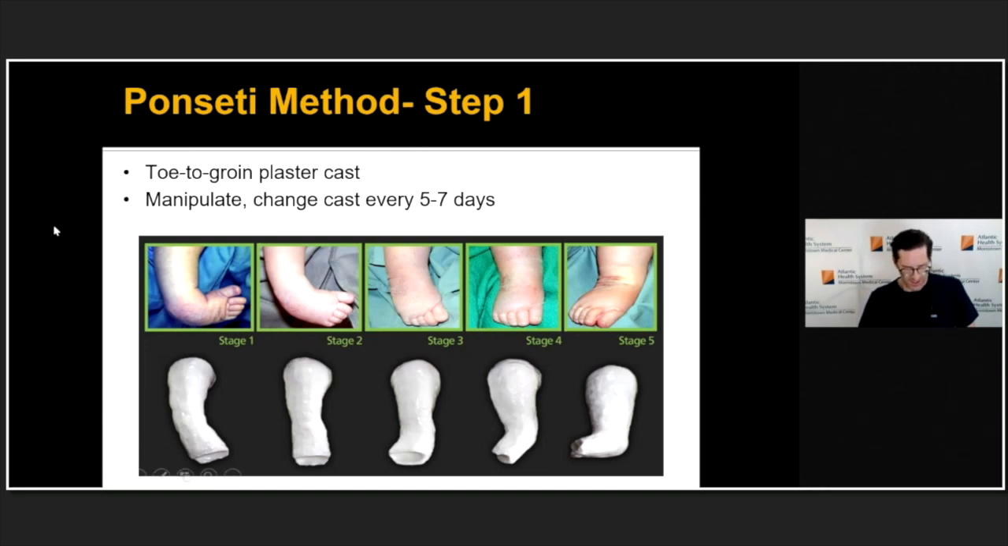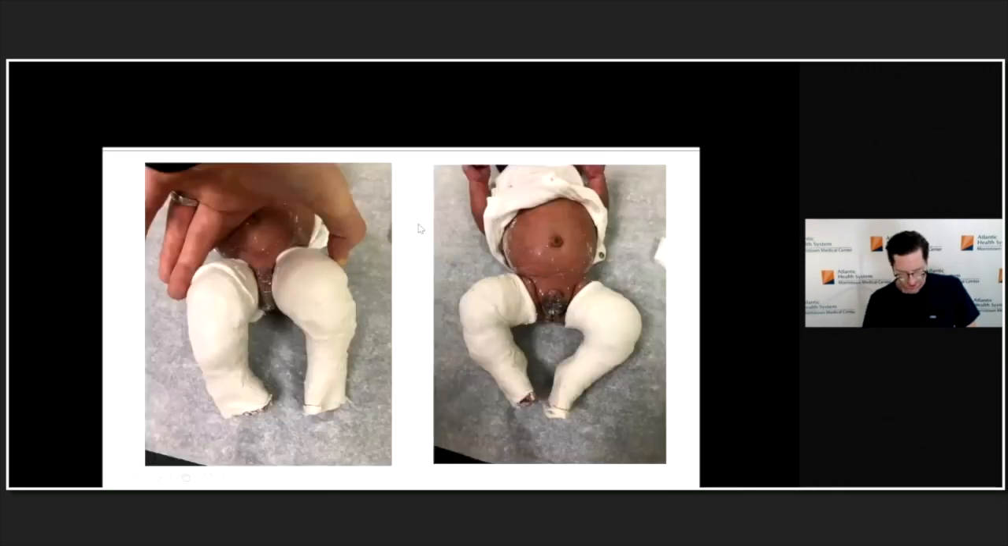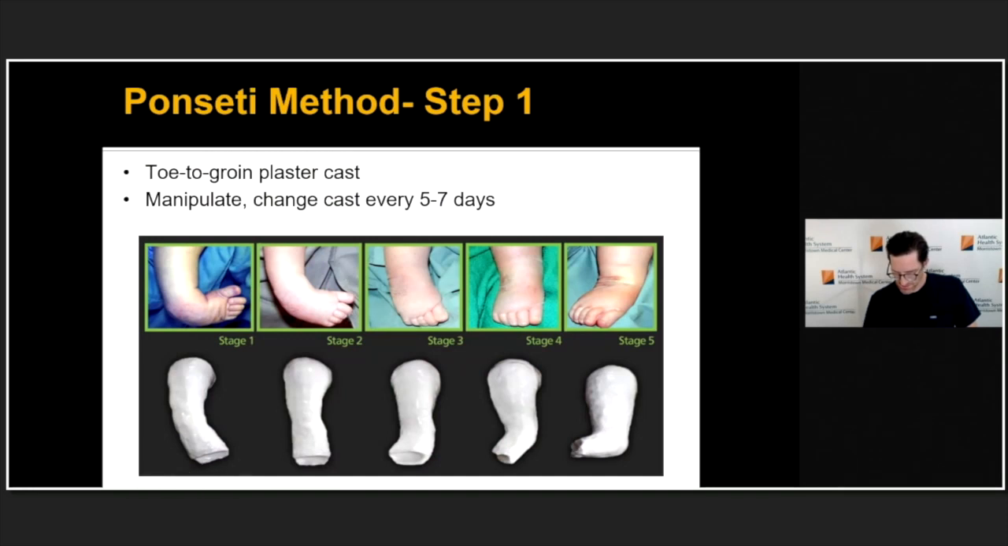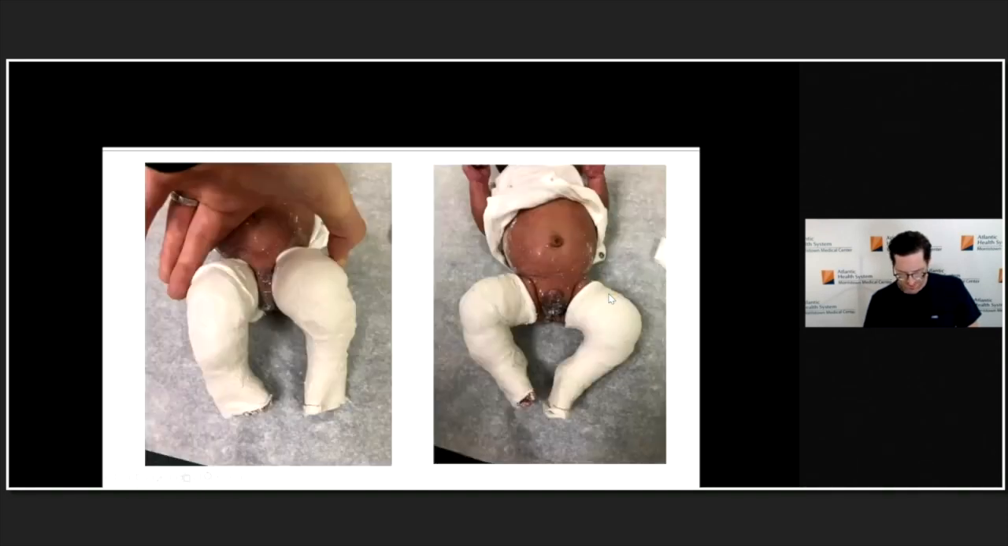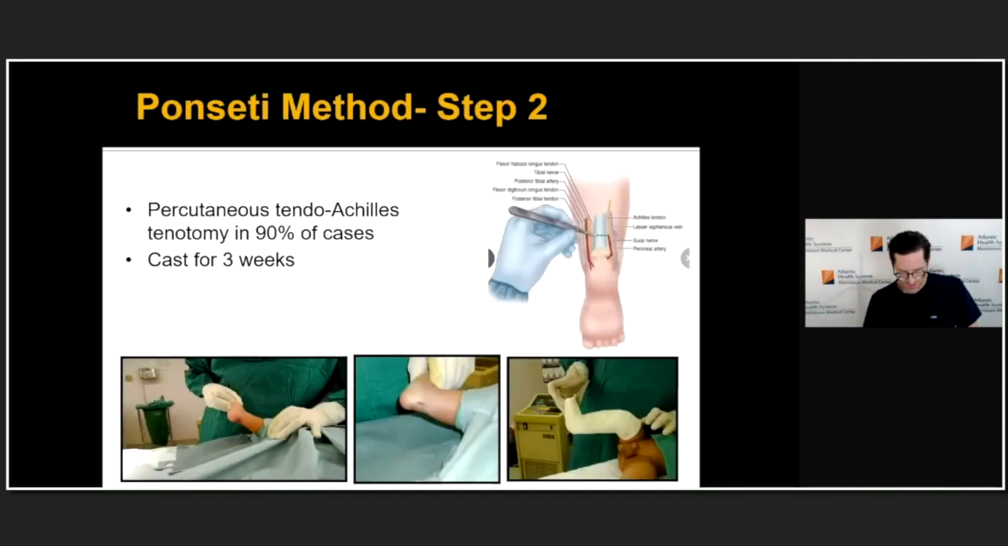The foot prior to casting is manipulated using a technique described by Ponseti, and then after the foot is corrected, as you can see here, this is perhaps the final cast. We move on to step 2, and here's the newborn that I mentioned earlier. This is the first cast, at 3 weeks of age.